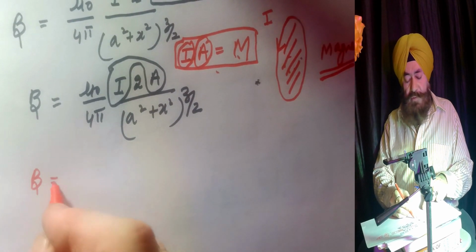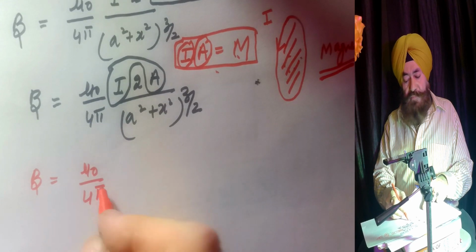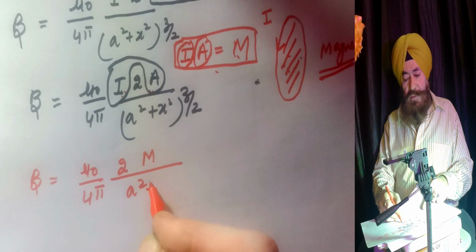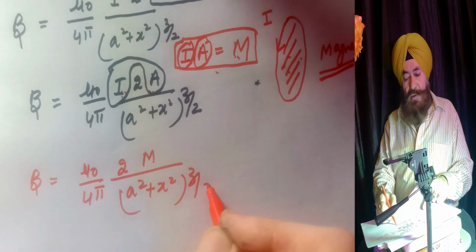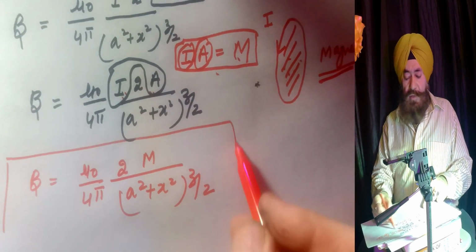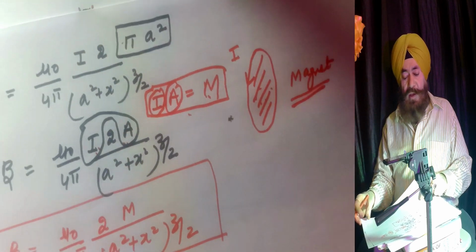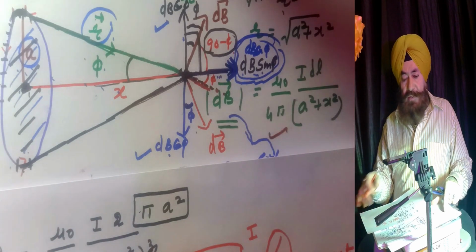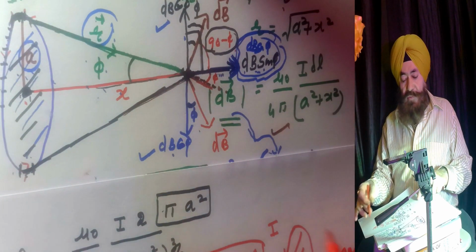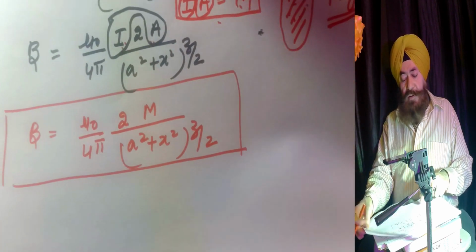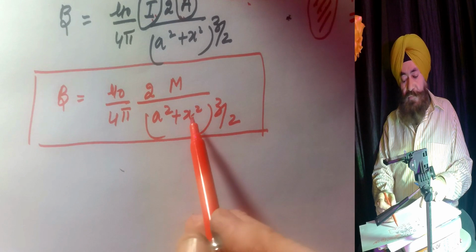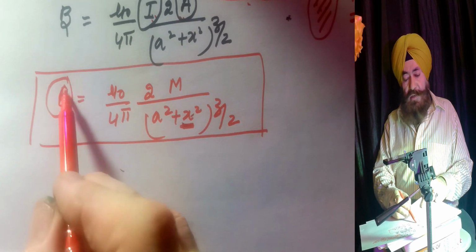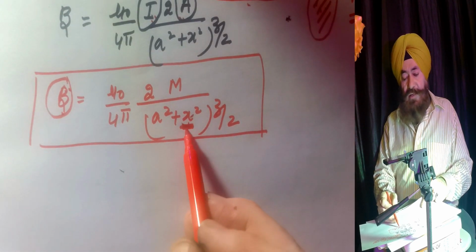So B becomes mu naught upon 4 pi, to IA, meaning the magnetic moment, over (a square plus x square) raised to power 3 by 2. This is the exact formula for the magnetic field at a point on the axis, at a distance x. One thing is clear: as you increase the value of x, this will go on decreasing. It will decrease with increasing x.